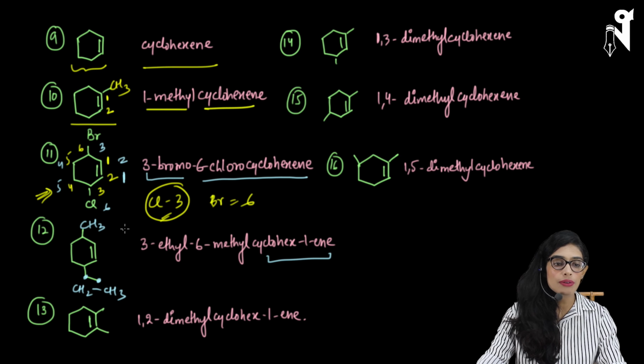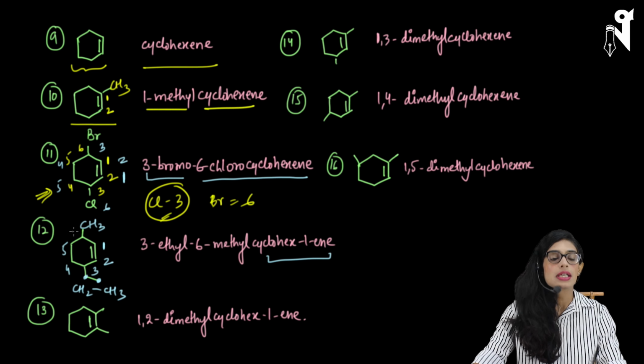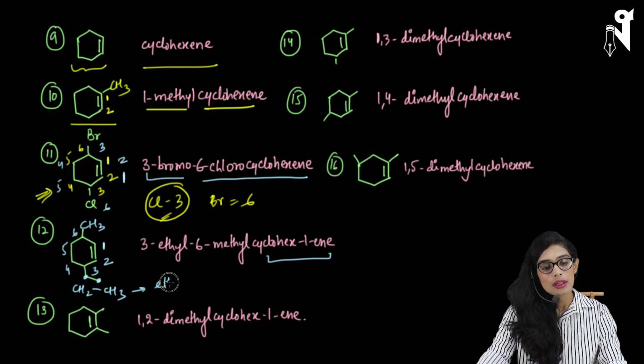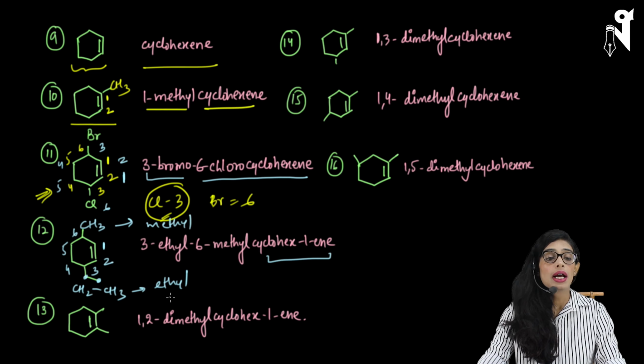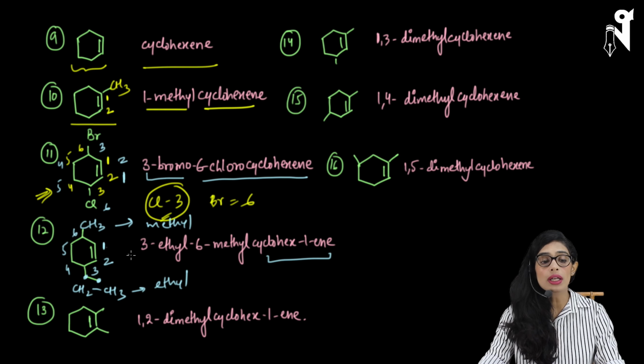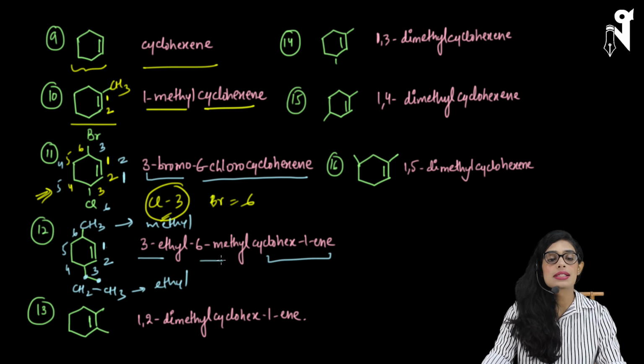So if I number from here, position 1, 2 and 3, 4, 5 and 6. In this case, see, this branch is ethyl, whereas this branch is methyl. So alphabetically ethyl comes first, and ethyl is getting position 3, which is relatively lower, and my double bond is getting position 1. So 3-ethyl, 6-methyl, cyclohexene.